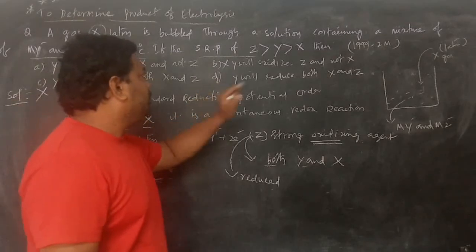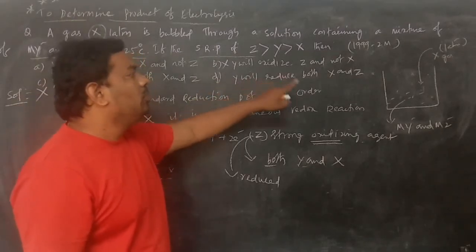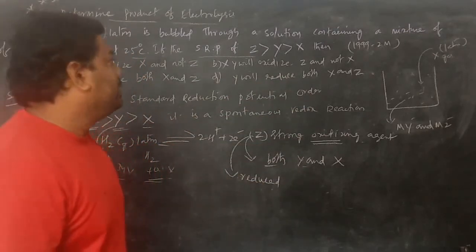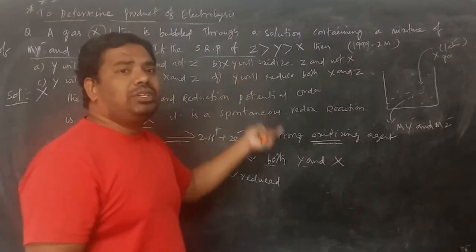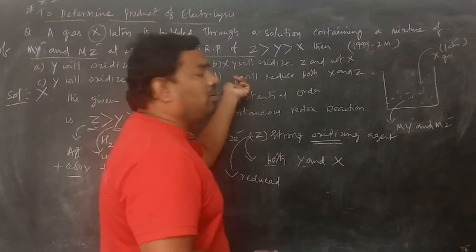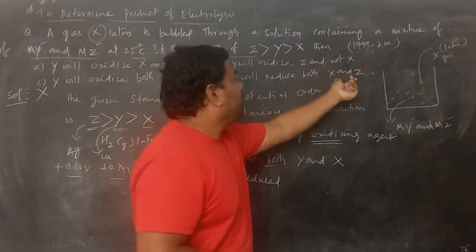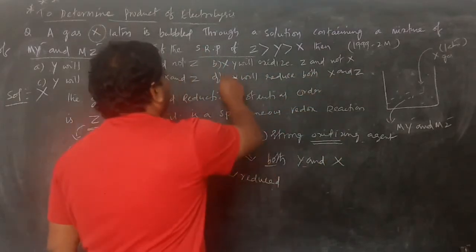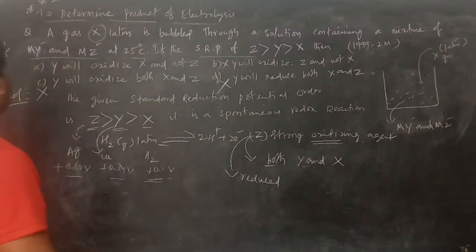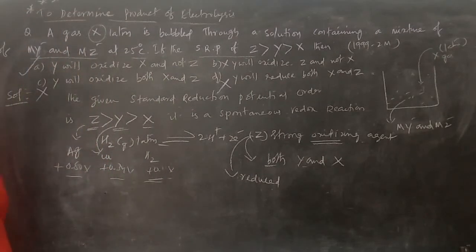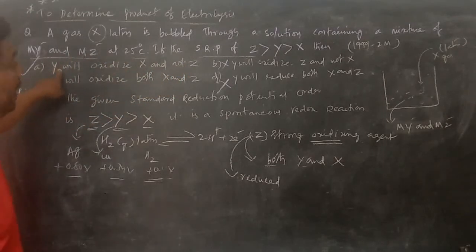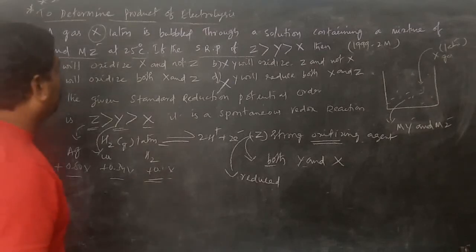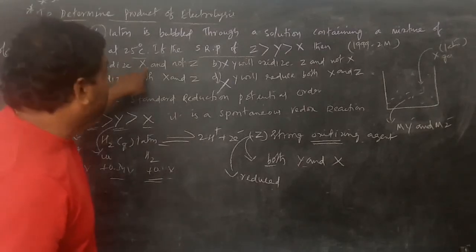The fourth option: Y will reduce both X and Z. Y cannot reduce, because Y is an oxidizing agent. So we eliminate option D also. So the given option A is correct. Z oxidizes both X and Y, and Y also oxidizes X but not Z.